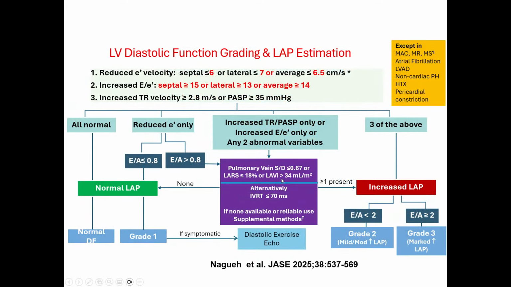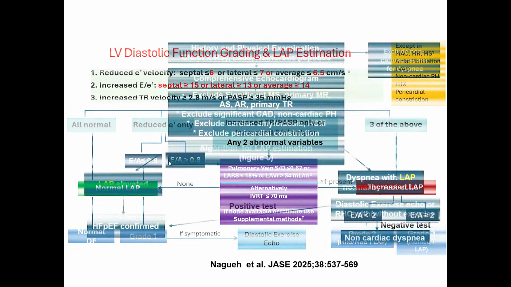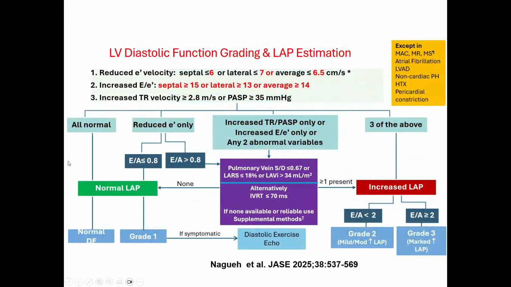We look at LA maximum volume index and isovolumic relaxation time and other signals if needed. At the end of this phase, we will either place someone into the increased LAP or the normal LAP group. If we have patients with only reduced E prime velocity but E to E prime ratio and TR velocity fall in the normal range, then we go that route and we look at the E to A ratio. If 0.8 or less, then LAP is normal, and this is grade 1 diastolic dysfunction.